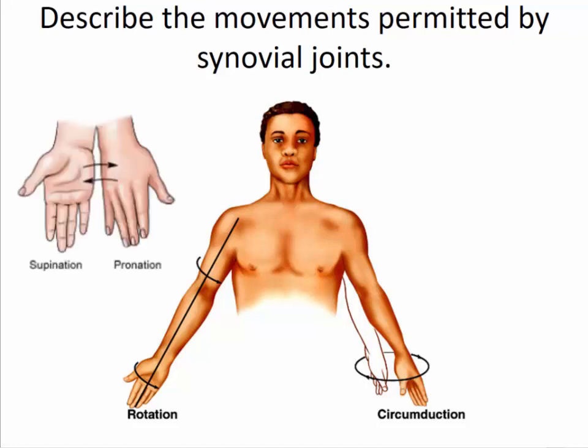Another pair of movements that we have are supination and pronation. Supination in the hand here is when the palm is face up. Pronation is when the palm is face down. To have a patient lying prone means to have them on a bed lying face down. To have the patient lying supine is to have them lying face up on the bed.